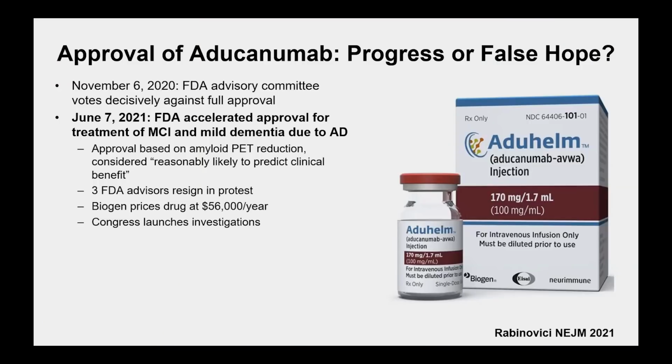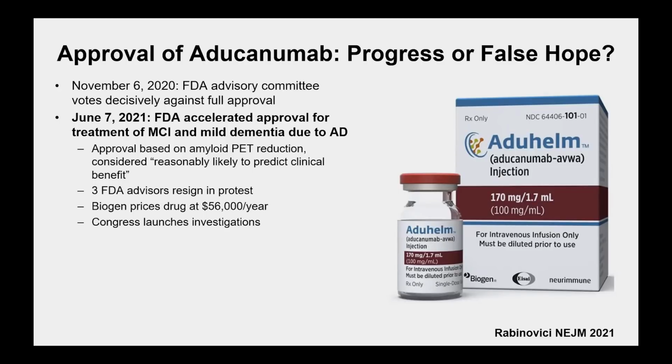And so there was a lot of drama after this happened. 3 of the FDA advisors actually resigned. The original price of the drug was $56,000 per year. Congress launched a number of investigations into the relationship between FDA and Biogen.